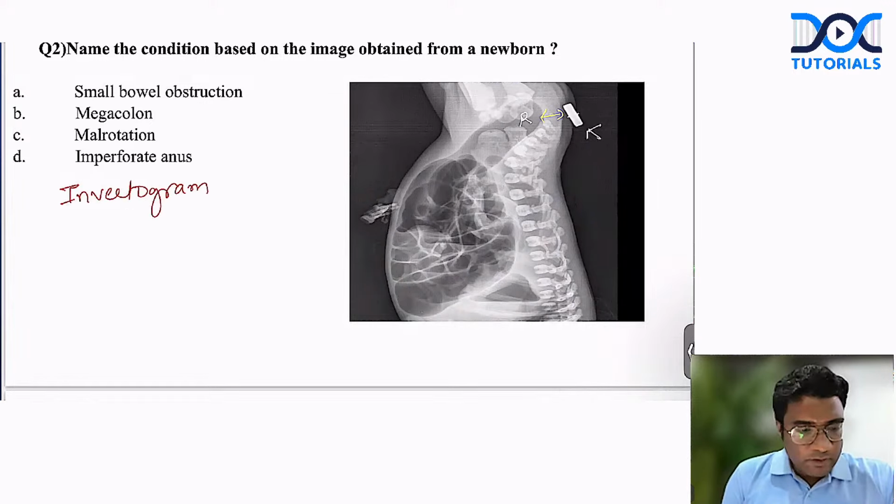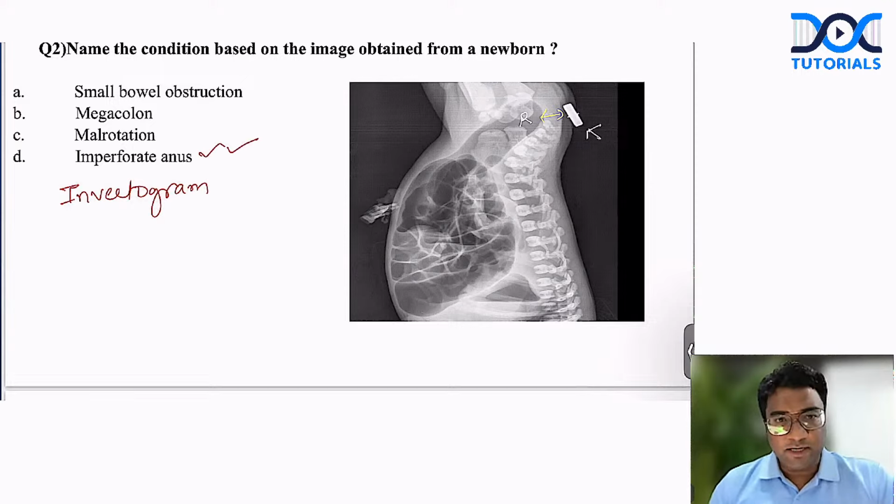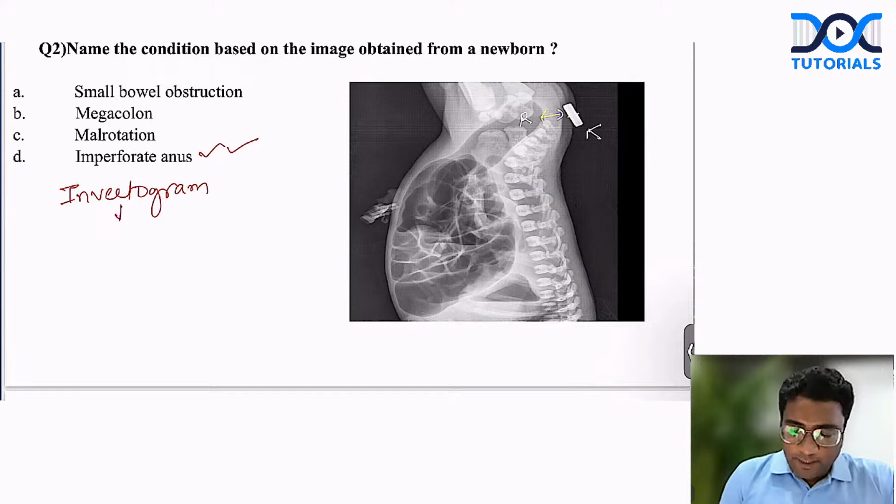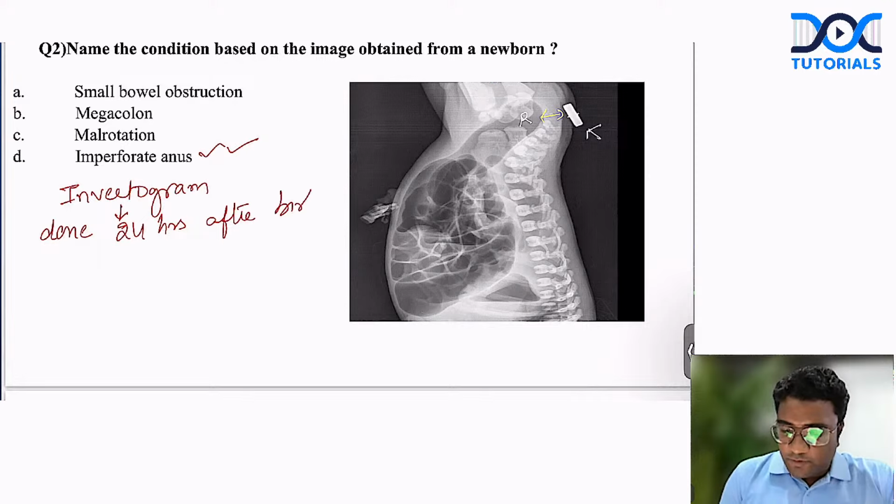Invertogram. And what is invertogram done for? Very good. Everybody's answering it correctly. This is imperforate anus. Invertogram is done for imperforate anus. It is done 24 hours after birth, so you need to wait for the gas to reach the rectum, right? And invertogram is done to evaluate whether it is high anal atresia or low anal atresia.